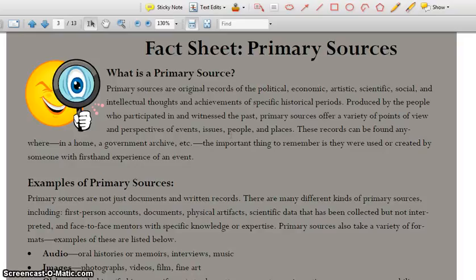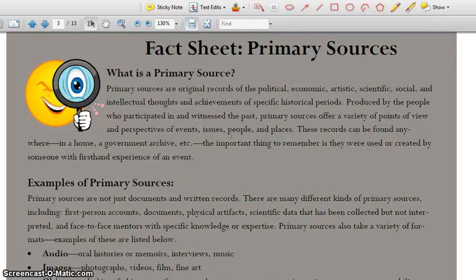So primary sources are firsthand, okay? They're original records of either political, economic, artistic, scientific, social, or intellectual thoughts and achievements of specific historical periods. They're produced by the people who participated in and witnessed the past. They offer a variety of points of view, so they might have differing opinions. People might be seeing a different perspective of the same event.